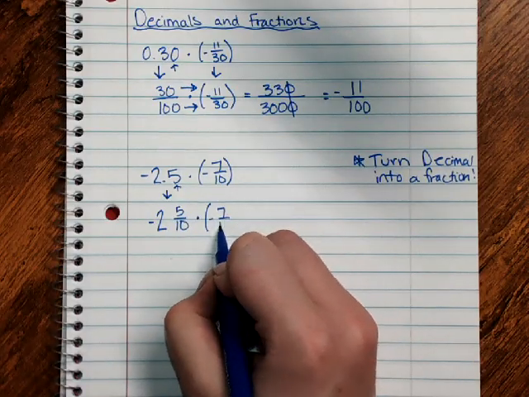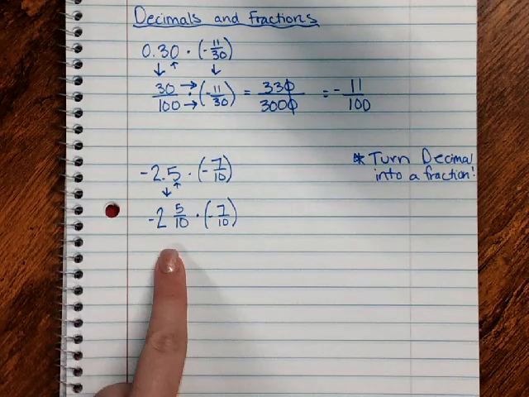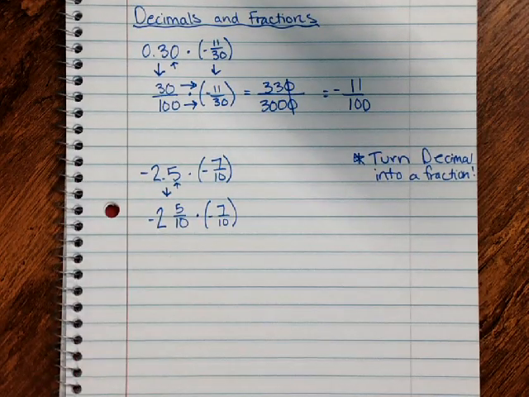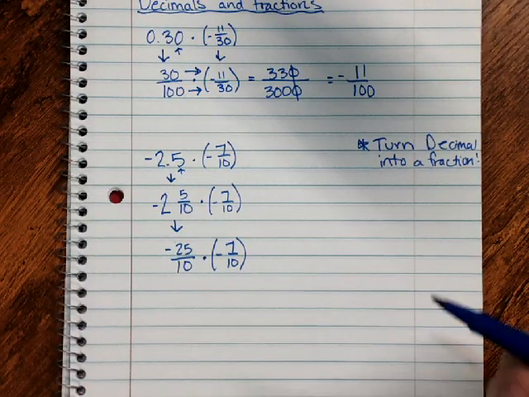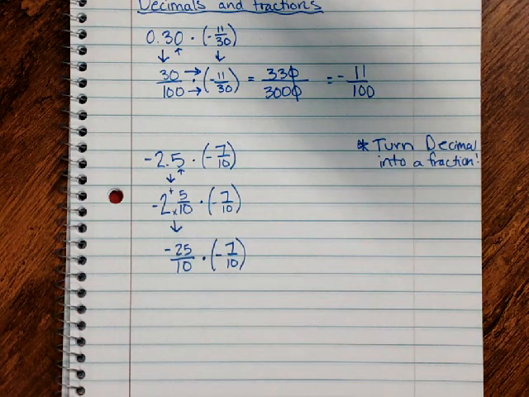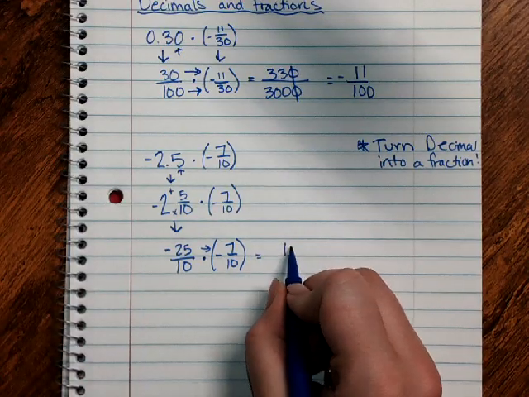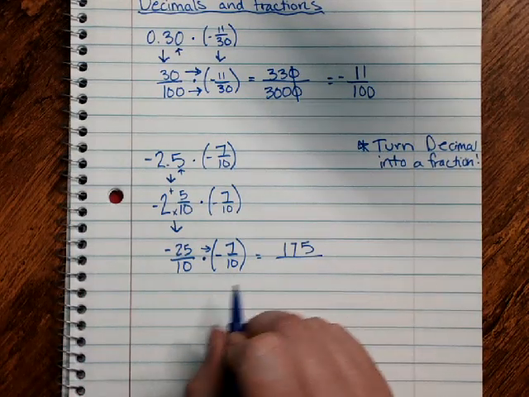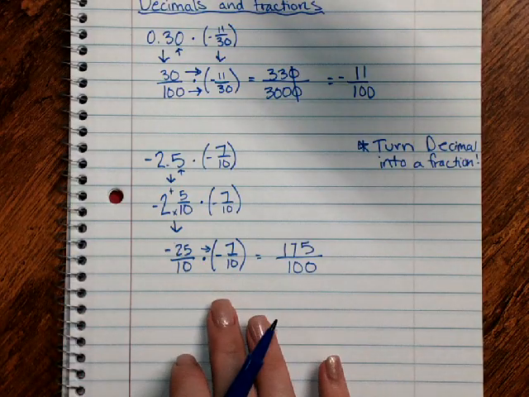Now I have a fraction problem, so I can multiply this by turning this mixed number into an improper fraction and multiplying it. Go ahead and try. Okay, so I just turned the mixed number into an improper fraction, so I multiplied that, added that, that gives me negative 25/10. So now I'm just going to multiply across. 25 times 7 is 175. 10 times 10 is 100. My answer is positive because both are negative. Both signs are the same.